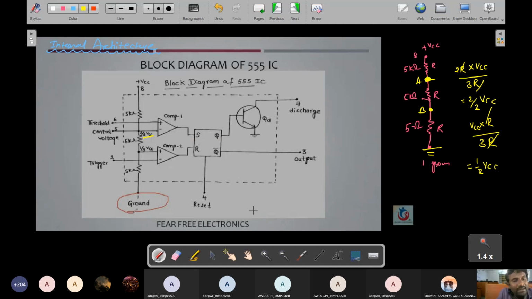The remaining architecture I will explain in tomorrow's class. Please, everybody mention whether you understood or not. Please say that you understood, then I will quit the session.